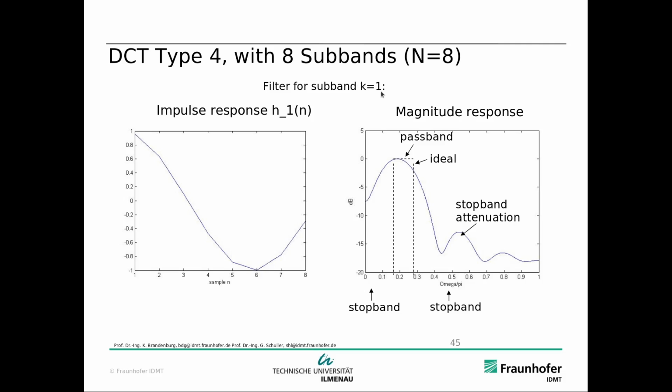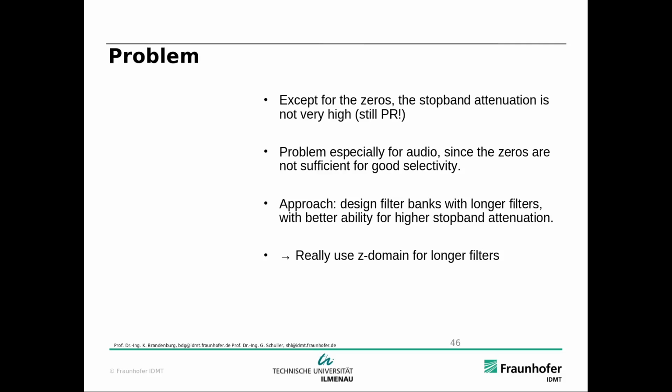Similar for subband k equals 1. Here this would be the ideal filter, and you can see here there's not much attenuation in the stopband. So we have perfect reconstruction, but then we don't have much separation between our subbands, which is also not good for compression. Yeah, so except for the zeros, the stop attenuation is not very high. So sometimes we have 0, like for the DFT. We still have perfect reconstruction though. And this is a problem especially for audio, since the zeros are not sufficient for good selectivity.